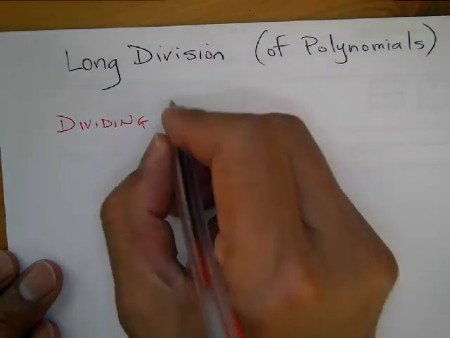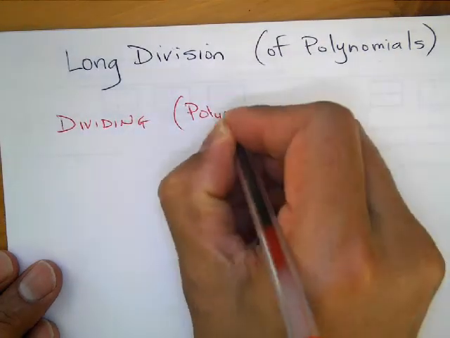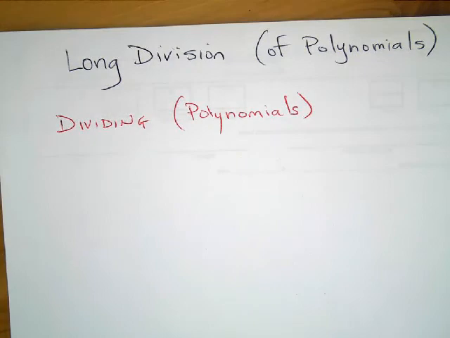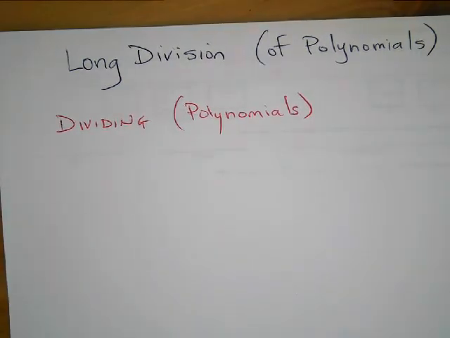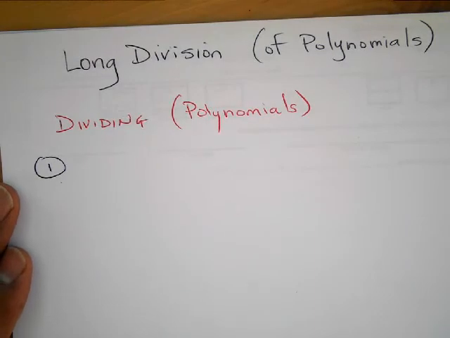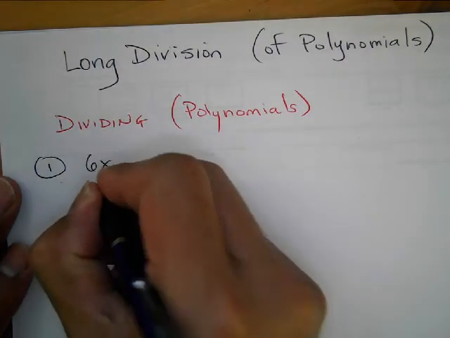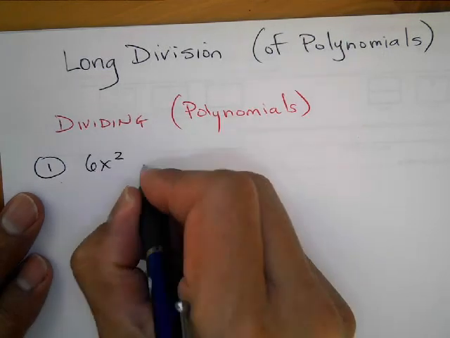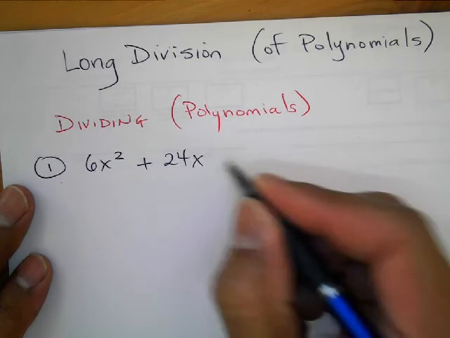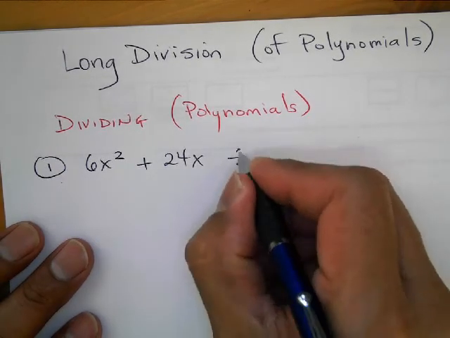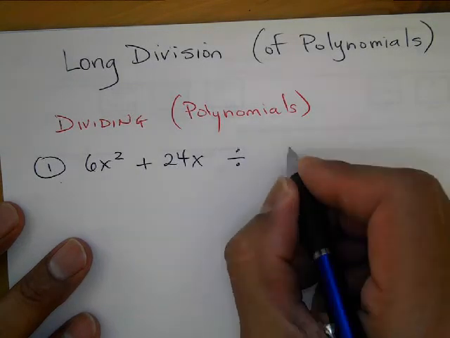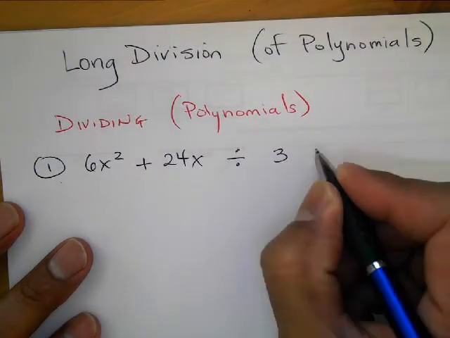But this will be something that is also looked at as dividing polynomials. So let's do this quick. Number 1, so you'll have something like 6x squared plus 24x divided by 3.